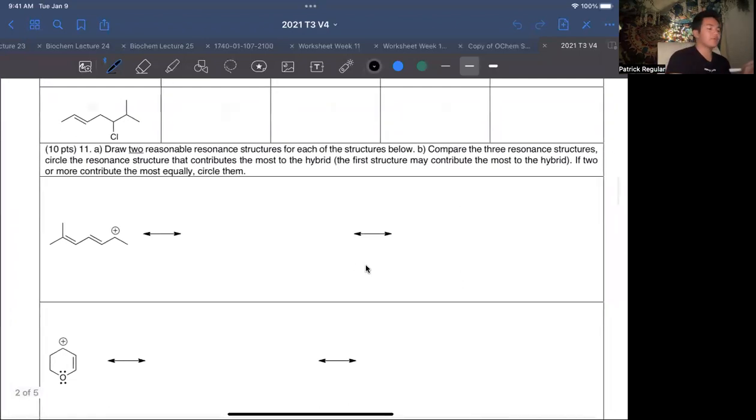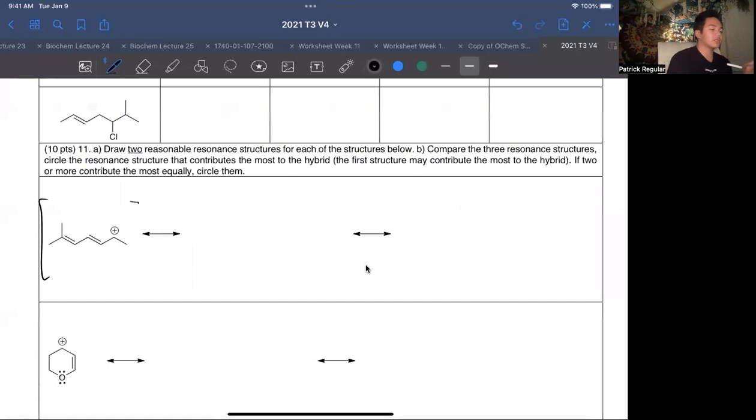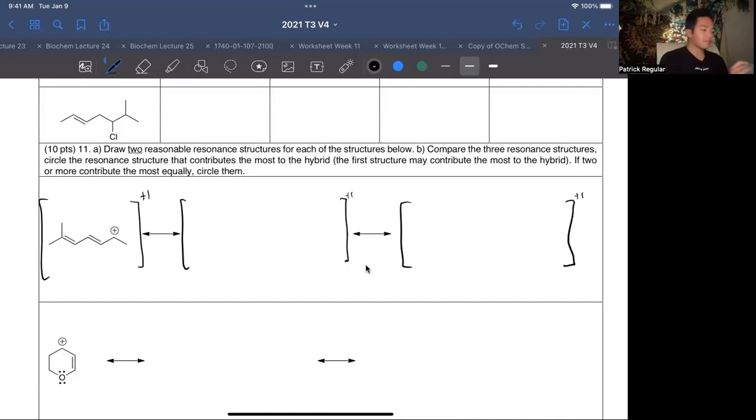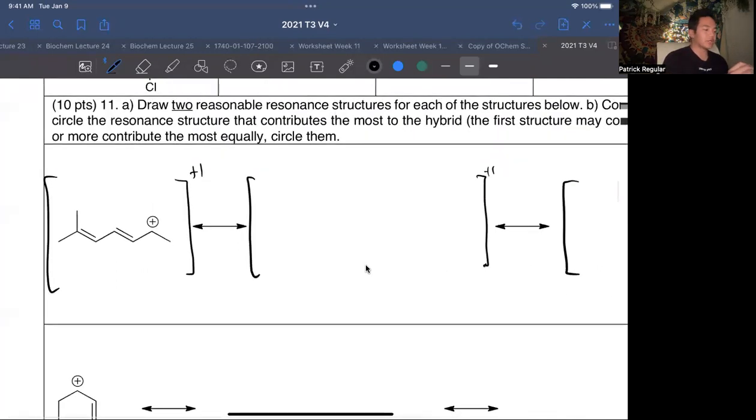So the first thing I usually do, identify that net formal charge. So net formal charge is +1. There's only one positive formal charge, all right? And that should set the rule for all the other ones. The net formal charge for all other resonance structures should be +1, okay? Now, let's go ahead and build our structure.